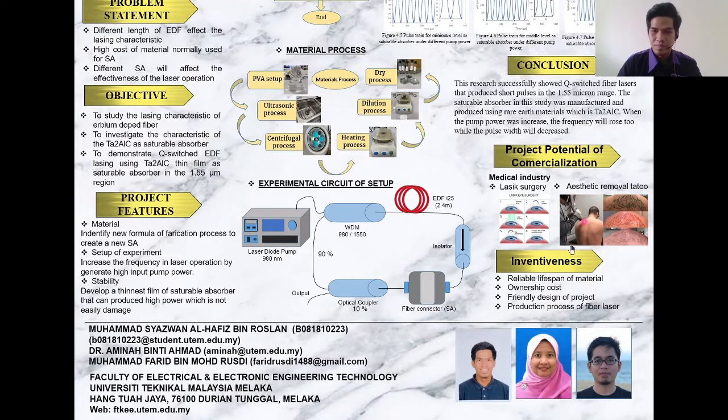So the inventiveness: reliable lifespan of material. That means the material that I use can have a longer lifespan, depending on the environment of the material. Ownership cost, which is a reasonable price to produce the project. Friendly design of project, which has a compact size of circuit setup and production process of fiber laser.